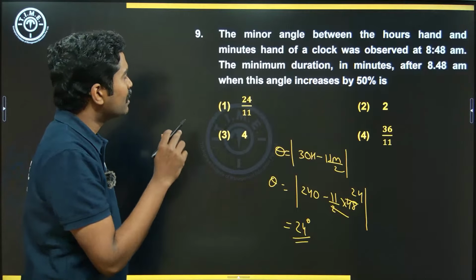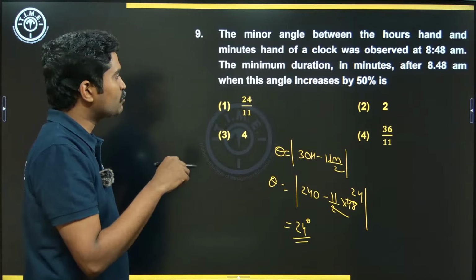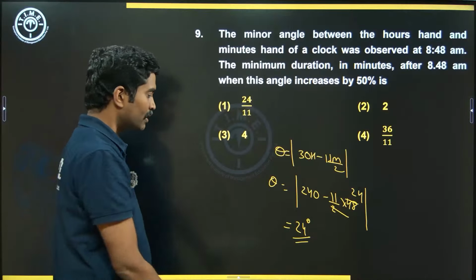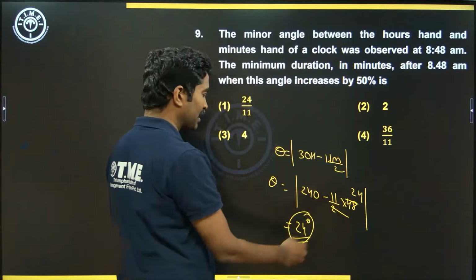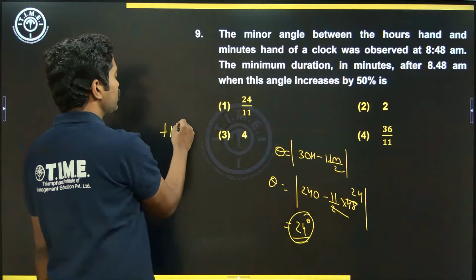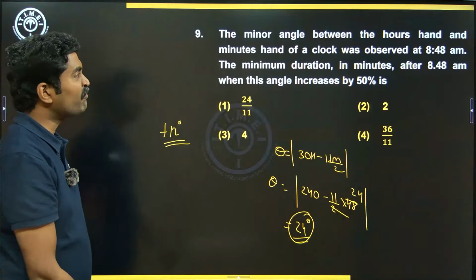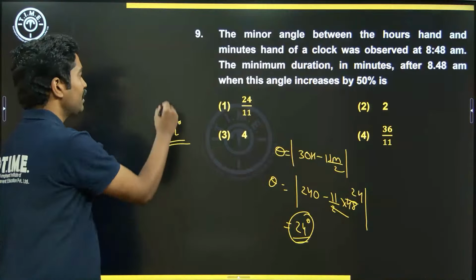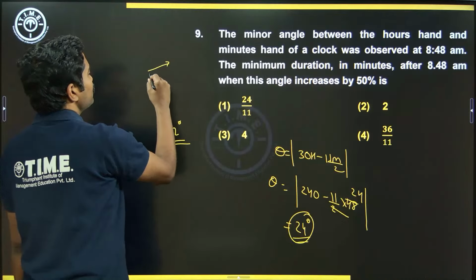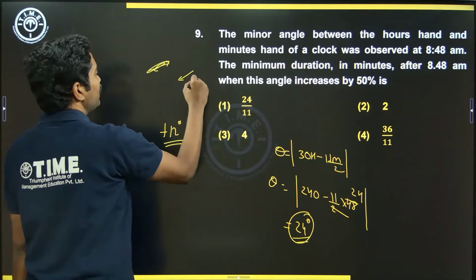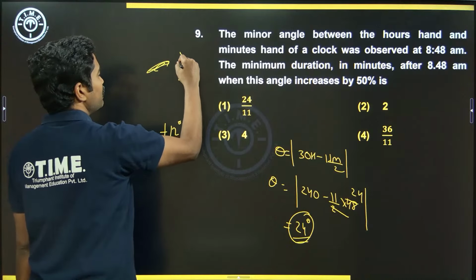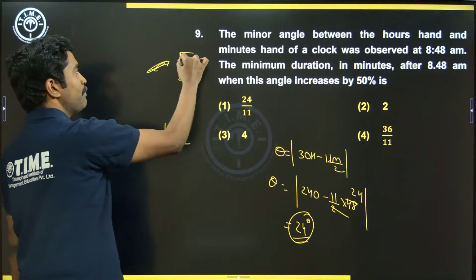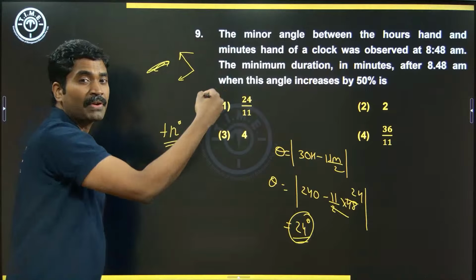Now the question is, after how much time will this be 50% more? 50% more means this should become 36, which means I need 12 more degrees to move. Correct? At 8:48, what will it look like? Tell me. The hour hand will be something like this. The minute hand will be something like that, right? Which means the minute hand is ahead and it is going away from you, correct?